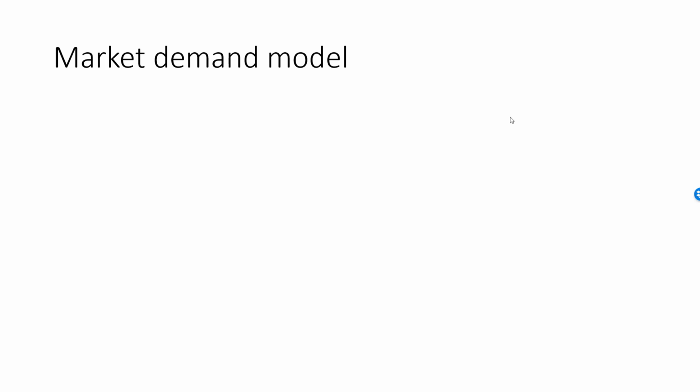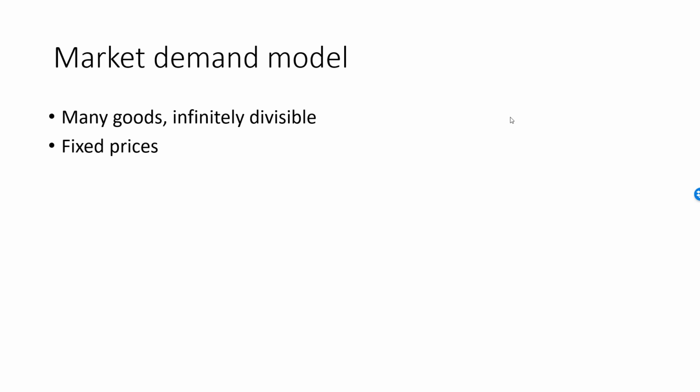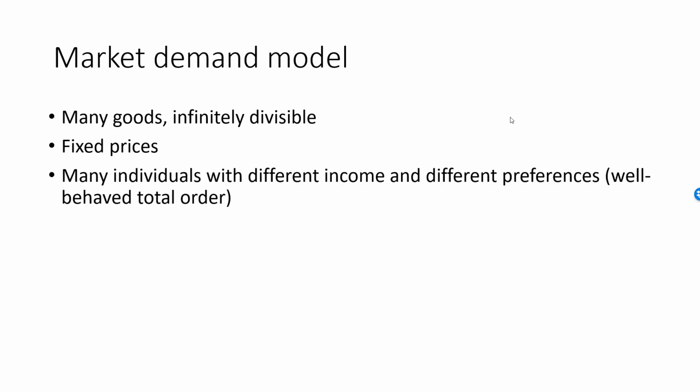Here is a summary of the market demand model. We now have many goods and they are all infinitely divisible. All prices are fixed. Again, by fixed we mean that individuals are unable to influence prices by, for example, haggling or consuming large quantities. We have many individuals, and even though preferences differ between individuals, all preferences are well behaved.